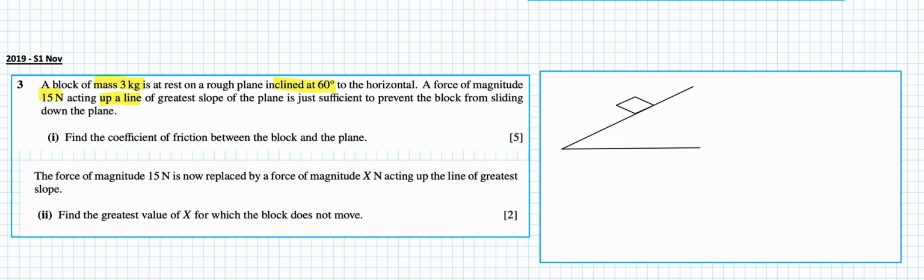So when you're preventing a block from sliding down the plane, as it says, you might want to keep in mind what the intention is. The block intends to move down, so your μR, or F, would be going up, and there are little aspects like that that might come into this question.